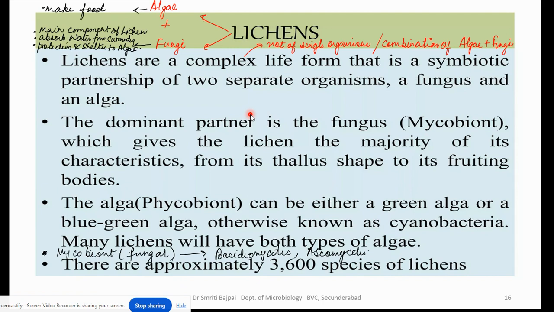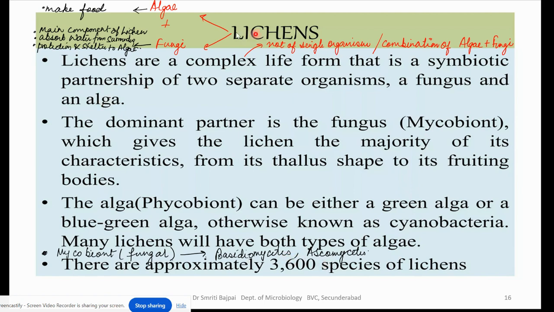Coming to another type of mutualism, lichens. We know that lichens are complex life forms. Why are they complex? Because they are not a single organism. They are a combination of algae and fungus. The algae involved here are green algae and blue-green algae. Both types of algae are involved. The fungi involved here are Phycomycetes, Basidiomycetes and Ascomycetes.